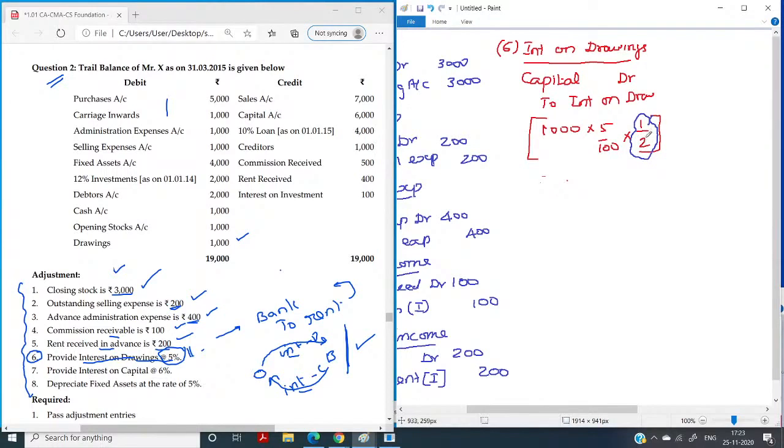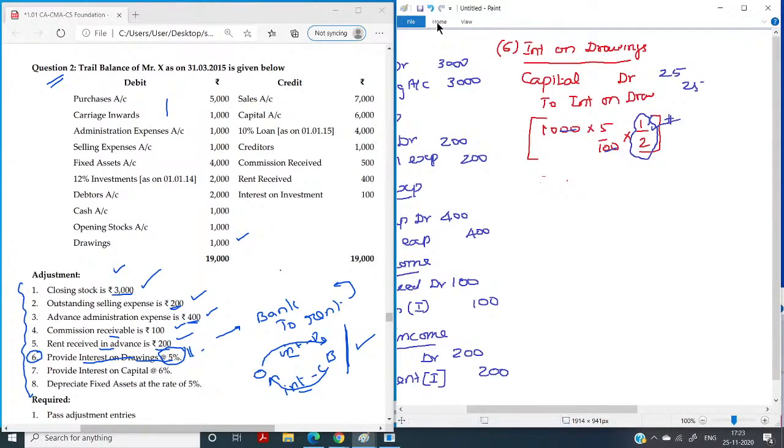So rather than taking the opening value plus closing value by 2, simply we can assume only half of the value will be considered for the interest on drawings. This is always understood. Is it clear? Whenever it comes to interest on drawings, without knowing at what date he drew, always remember that interest on drawings will be calculated only for half of the year. Is it clear? With this assumption, the answer will be 25.